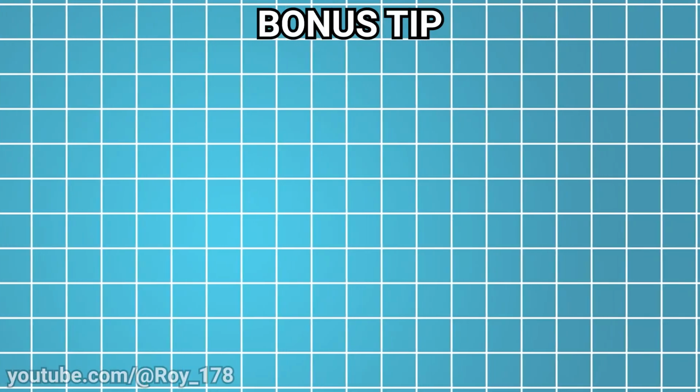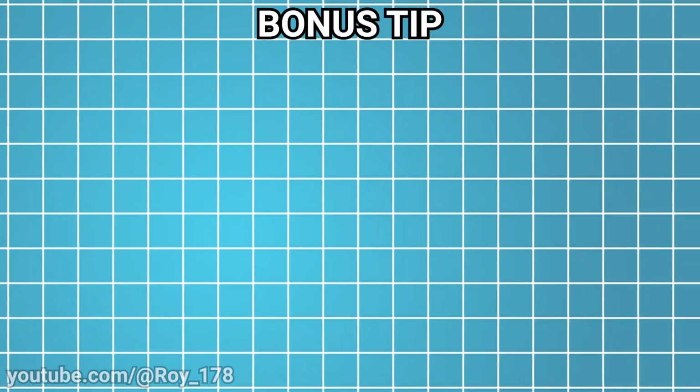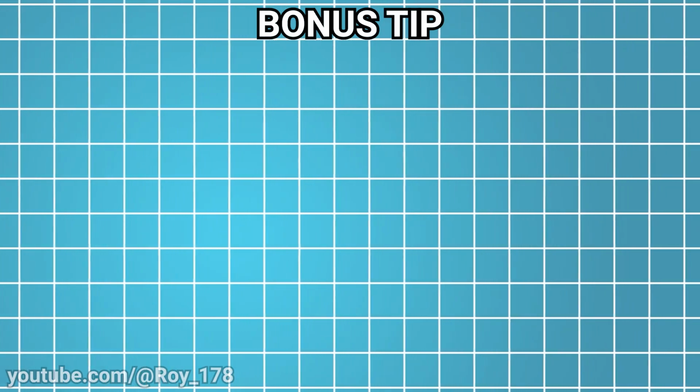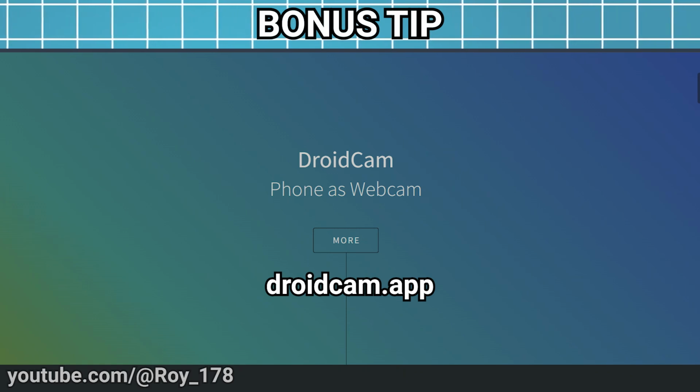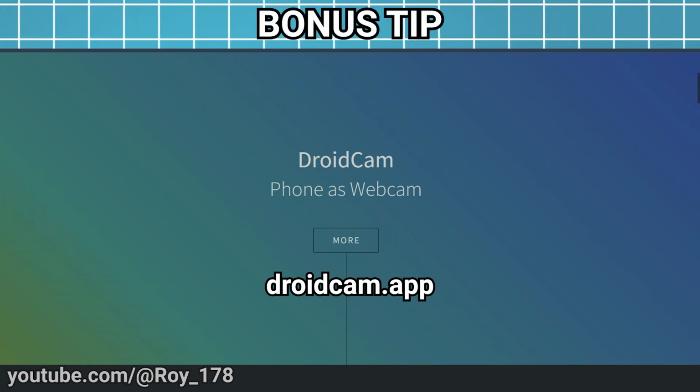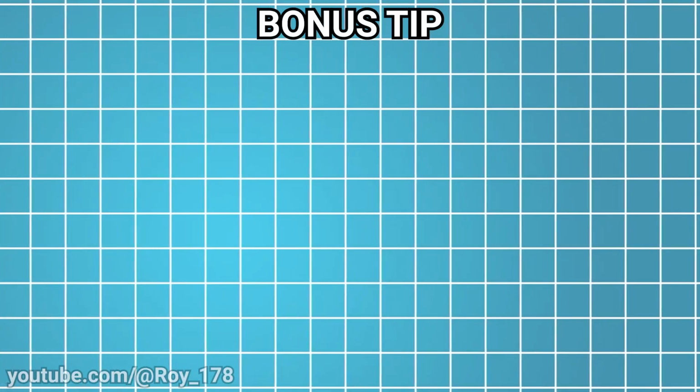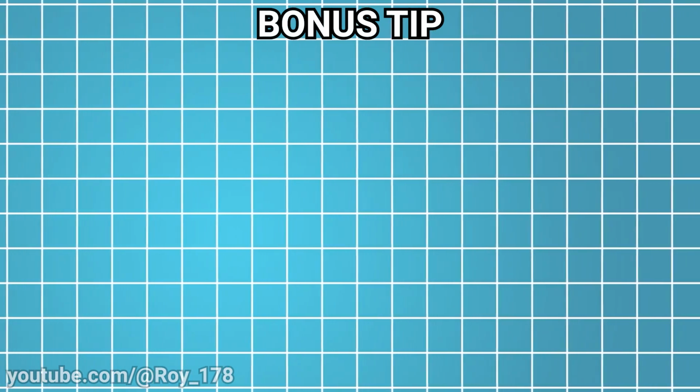And before I end the video, here's a little bonus tip for you. If you don't even have a webcam, you can use your phone as a camera. For Android, you can try using Droid Cam, which allows your computer to use your phone as a camera via Wi-Fi. I don't know if there's anything similar on Apple devices, but I'm sure one exists somewhere out there.